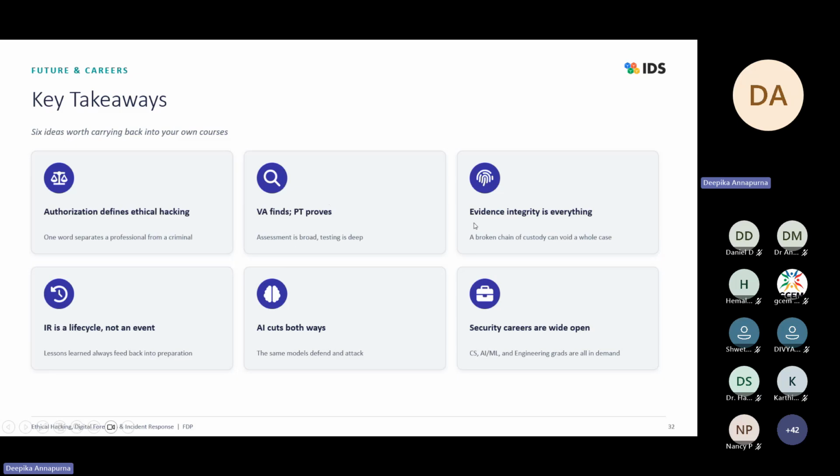Next, evidence integrity is everything. What is evidence? What is digital evidence? And IR, incident response, is a life cycle. It is not an event. It is a life cycle; it always continues. So AI is cutting both ways. The same models can be used by the defender and the attacker. So AI can be used by the hacker, the attacker, as well as the ethical hacker. So it can be both good and bad.